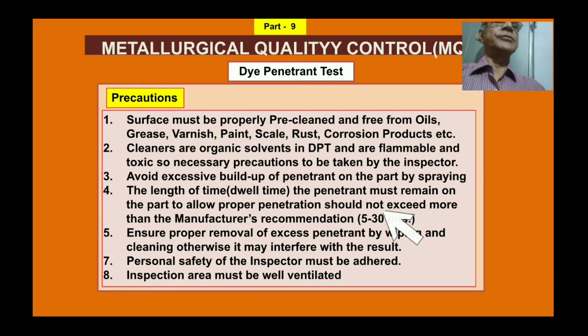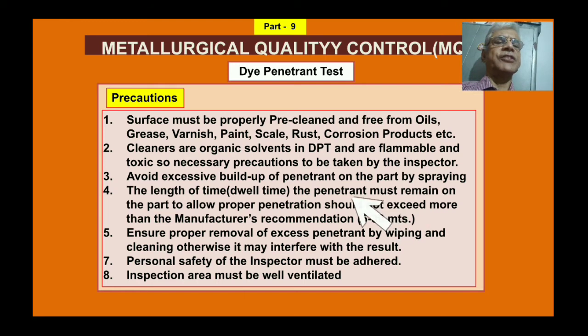Then precautions. What are the precautions to be taken? First, the surface must be properly pre-cleaned and free from oil, grease, varnish, paint, scale, rust, corrosion products. Okay, you have to do a pre-cleaning. Then cleaners are organic solvents in DPT and are flammable and toxic. So necessary precautions to be taken by the inspector.